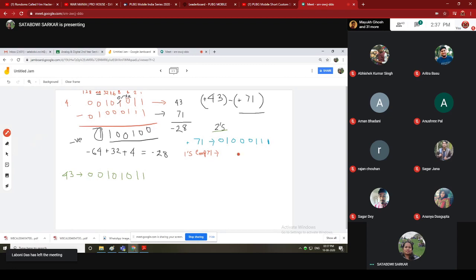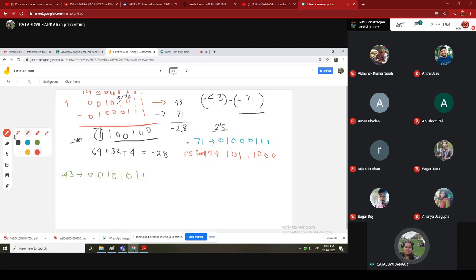It is just opposite. If there is 1, we have to put 0. If there is 0, we have to put 1. So 1's complement is like this. Here is 1, so we have to put 0. Here is 1, we have to put 0. Again it is 0. And here is 0, but we have to put 1. So 1's complement is just opposite. This is the 1's complement of 71.